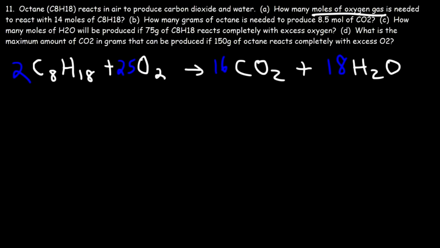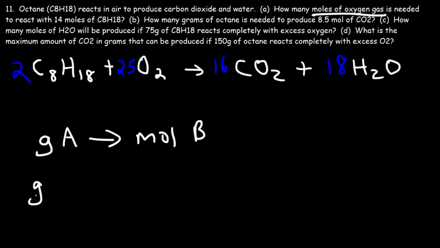Now let's move on to part C. How many moles of H2O will be produced if 75 grams of octane reacts completely with excess oxygen? So this time we're given the grams of substance A, and we need to convert it to the moles of substance B. So A is octane, B is water.